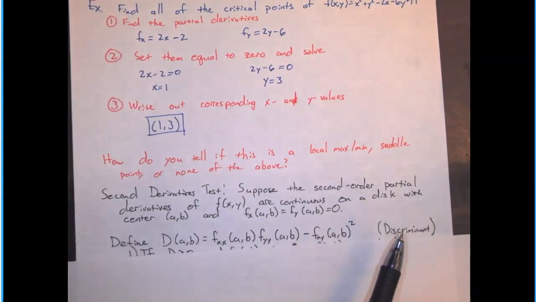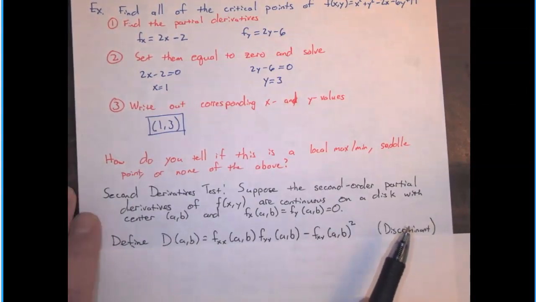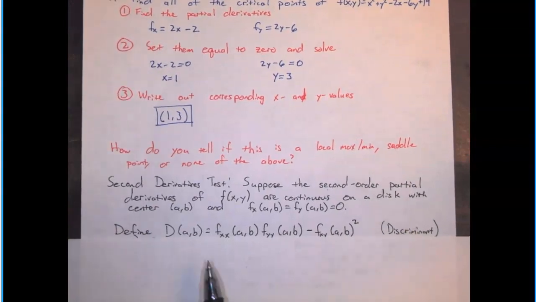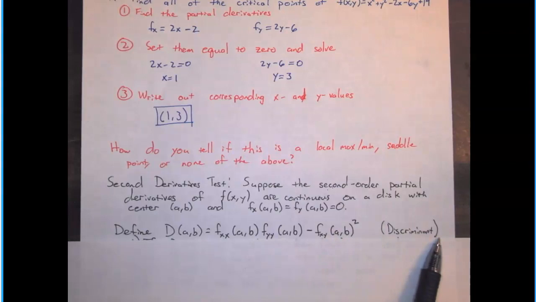If this is the case, then we define this function D at the critical point, and this function is equal to the second order partial of f with respect to x at the point times the second order partial of f with respect to y at the point minus the mixed order partial, so take a partial derivative with respect to x, then take a partial derivative with respect to y, evaluate at the point and square it. This is called the discriminant. And this is going to help us decide whether we have a max, a min, a saddle point, or perhaps it's not enough.